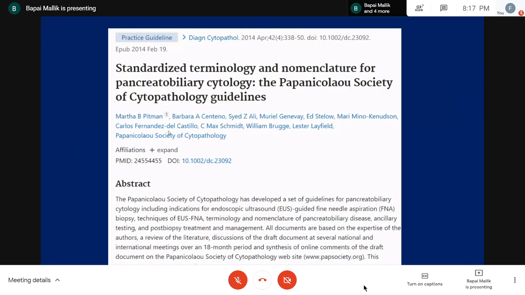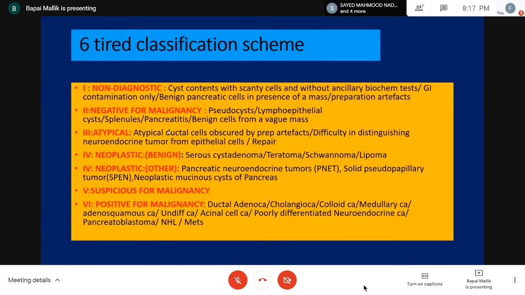So this was published in 2014, the standardized terminology and nomenclature for pancreaticobiliary cytology, the Papanicolaou Society of Cytopathology guidelines. And what they have done is divide things into a 6-tiered classification scheme comprising non-diagnostic, negative for malignancy, atypical, neoplastic, which has 2 parts, A and B, neoplastic benign and neoplastic other. Then there is suspicious for malignancy and positive for malignancy. And for all those of you who would like to come back later and take a look at this particular slide, you can see all the lesions.